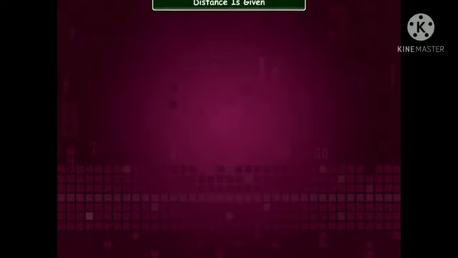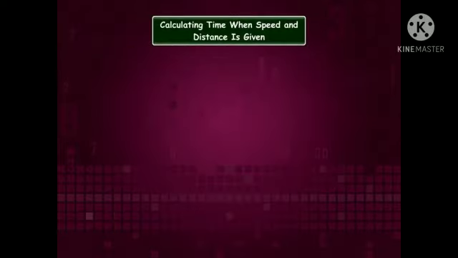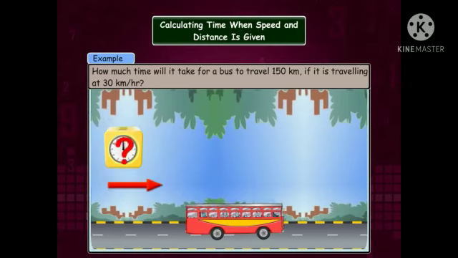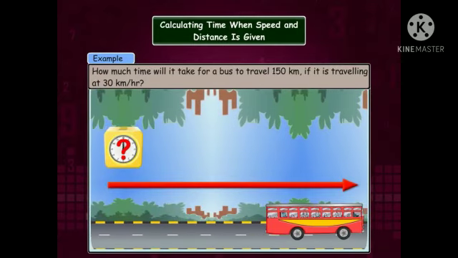Calculating time when speed and distance is given. Example. How much time will it take for a bus to travel 150 kilometers if it is traveling at 30 kilometers per hour?